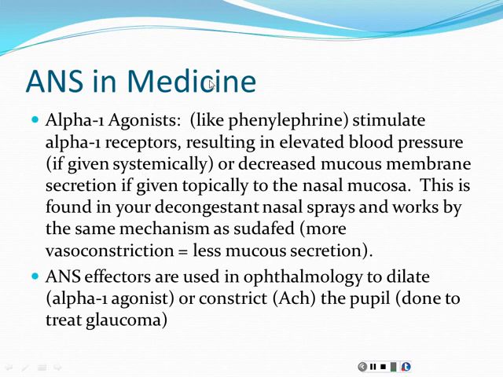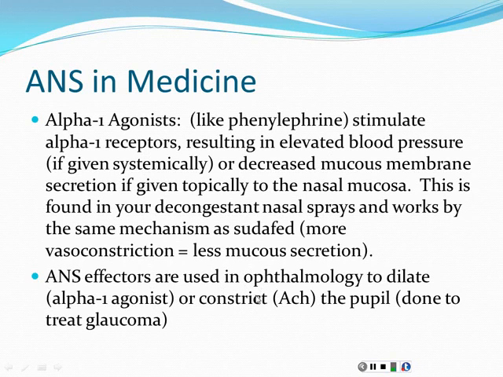All right. And then the last one is in ophthalmology. When you go to get your eyes checked, typically they want to dilate your eyes, right, so they can see better. Well, the medication that they use to dilate is another alpha-1 agonist because alpha-1 receptors trigger pupil dilation.